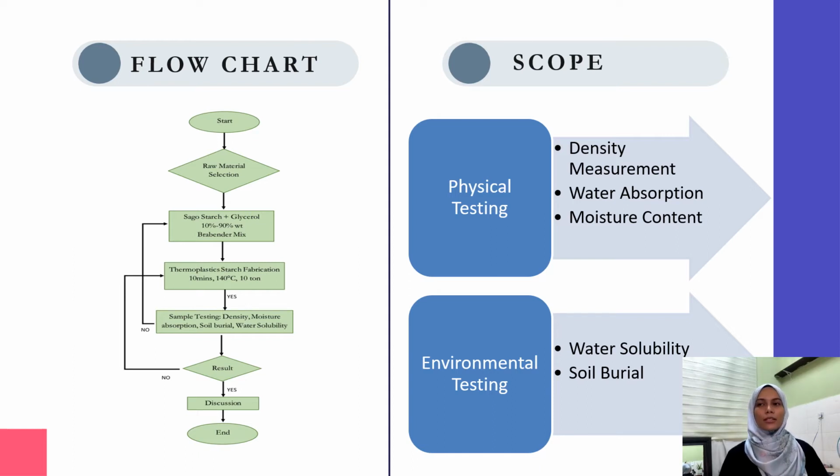The next process is the sample fabrication, where the liquid form of thermoplastic sago starch is poured into the mold and undergoes the hot press machine for 10 minutes at 140 degrees Celsius with 10 tons of force.